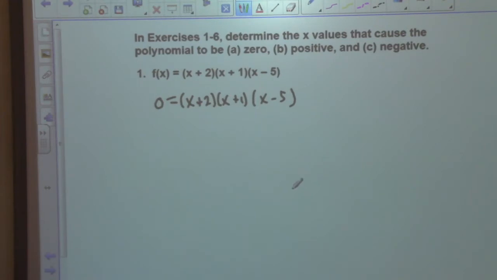I would put 0 for all the x's. So you mean for all the factors you're saying? Yeah. So x plus 2 is equal to 0, like that. X plus 1 is equal to 0, like that. And x minus 5 is equal to 0. Okay, good. What else?